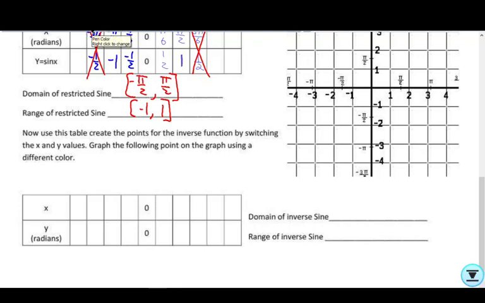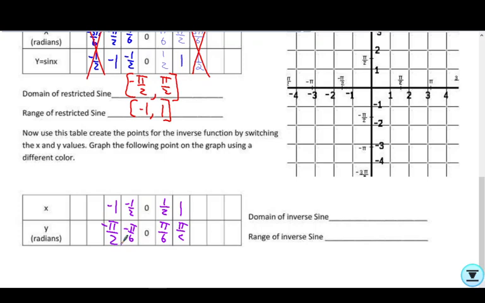So now we got 0. This is going to be 1/2, pi over 6. This is going to be 1, pi over 2. This is going to be negative 1/2, negative pi over 6. And this is negative 1, negative pi over 2. Okay? So these are the coordinates, these are the points for my inverse sine function.